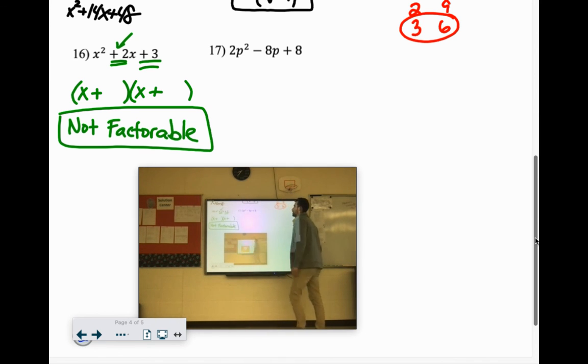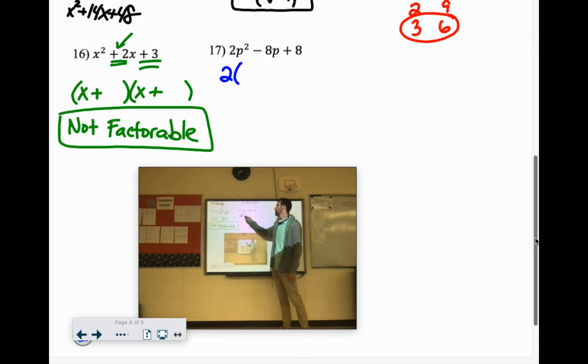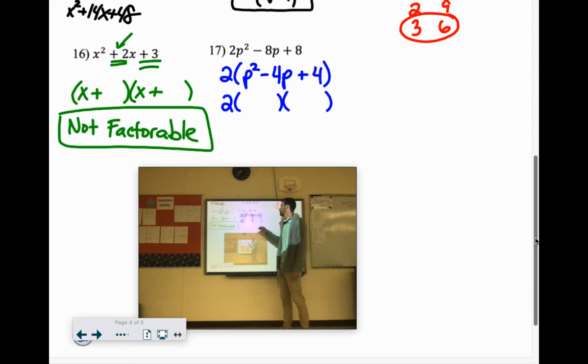All right. 2p squared minus 8p plus 8. Is there a common factor? Yeah. They're all divisible by 2. So we can factor out the 2. 2 times p squared, 2 times negative 4p, and 2 times 4. Okay, now this 2, we can kind of ignore on the outside. Don't worry about that. That'll just be part of our final answer.